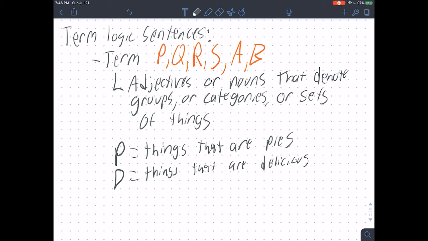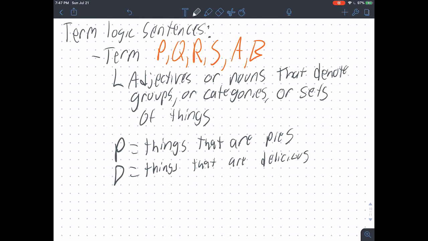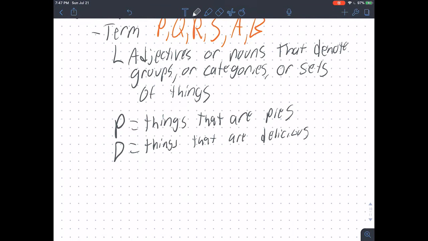In some textbooks, they make you rewrite things so that instead of saying all pies are delicious, you'd rewrite it as all things that are pies are things that are delicious, or something like that, to get rid of the adjectives. But don't worry about that. I think you're all smart enough to catch what all pies are delicious means. Terms are not true or false in the same way that sentences are, but terms can be true or false of an object.